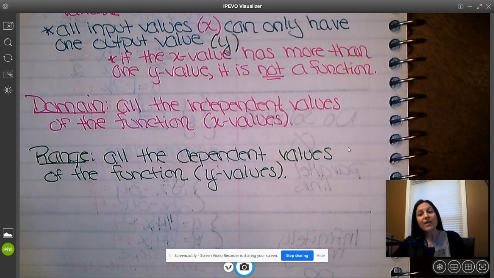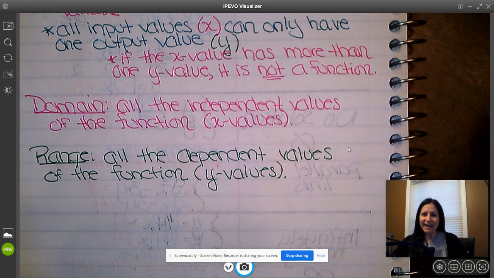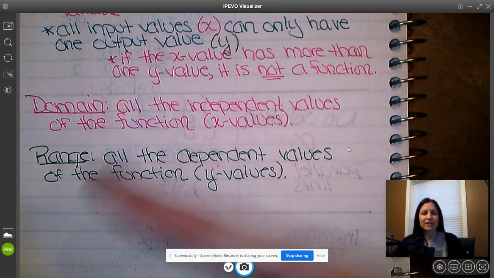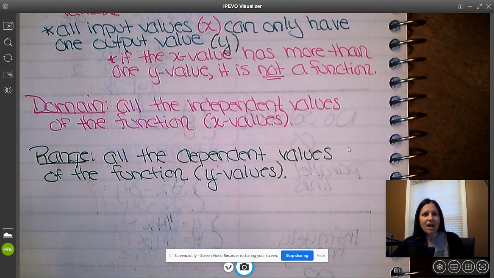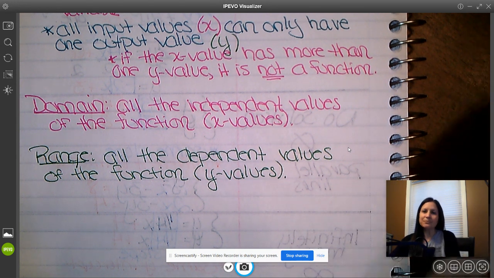Okay, so that's the vocabulary. It might not make sense right now, but in the second video, we're going to apply these words to identifying if a relation is a function or not. And hopefully by the end of that video, it will make more sense to you.